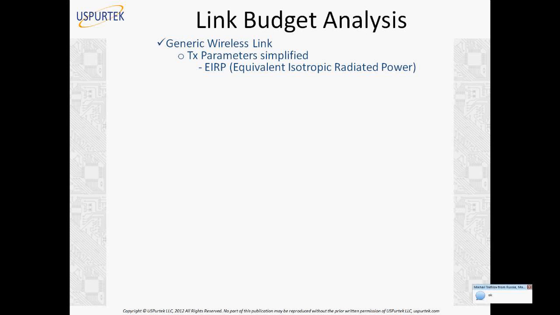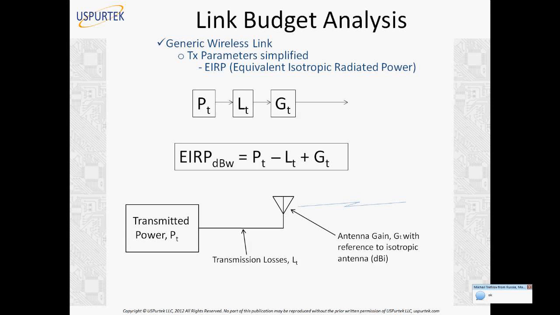Okay. So let's simplify a little. The transmit parameters, we can combine them together. In fact, there is a very standard industry name for that, EIRP. It's called equivalent isotropic radiated power. So this is a combination of the transmit power minus the transmit losses plus the gain of the transmit antenna. So often when you go to transmitter specifications, you will have this figure mentioned there. So you will ask about what is the EIRP of this transmitter. It often will be mentioned in terms of dBW or dBm.